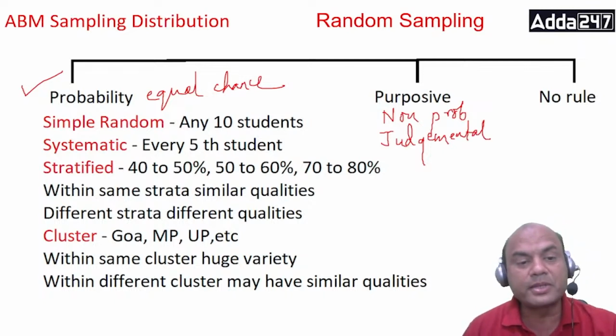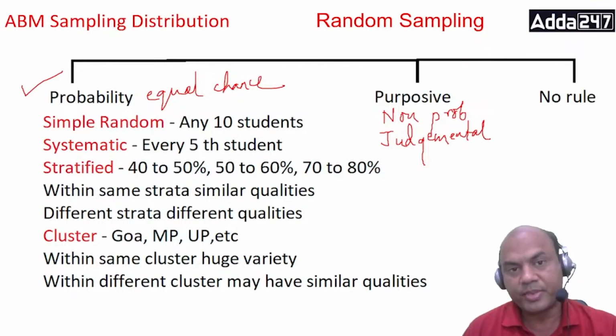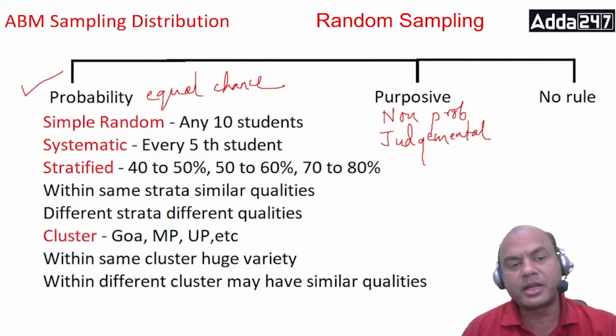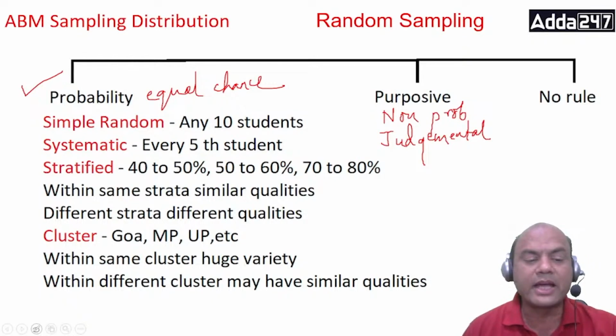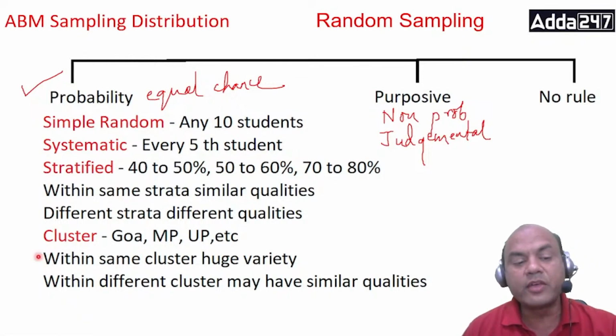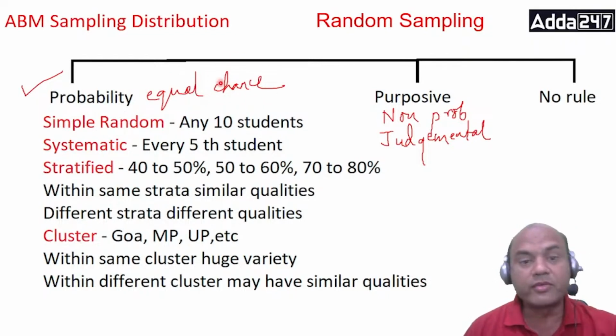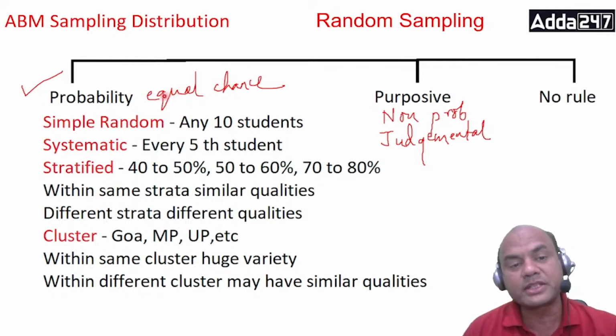Now probability samplings are of 4 types: simple random, systematic, stratified, and cluster. We'll study each one in detail, but before going ahead, I'll just give you a short idea about simple random and all this. Understand one simple logic of probability. Probability sampling means sampling in which every element has an equal chance of getting selected. Equal chance. So every person, every individual, every sample will have an equal chance.